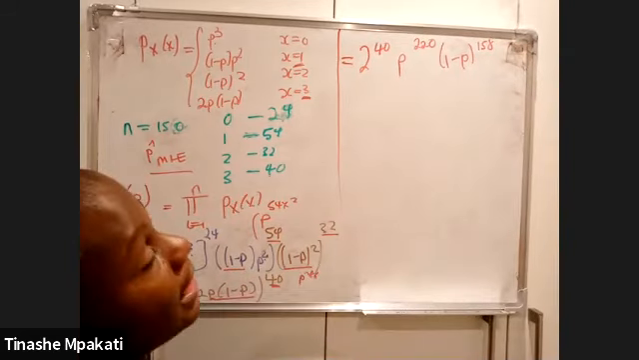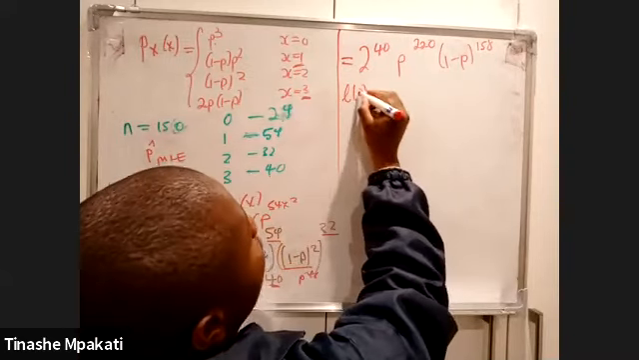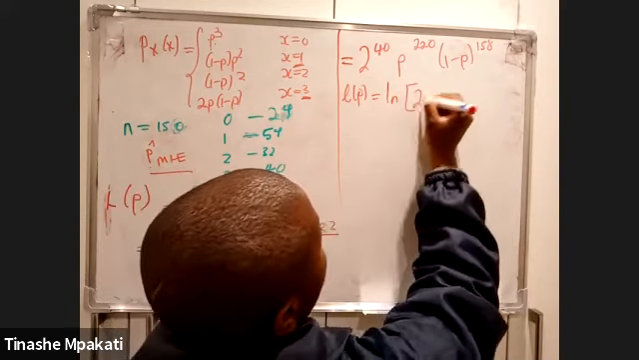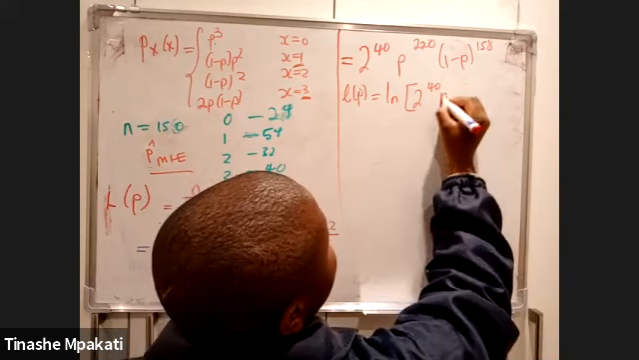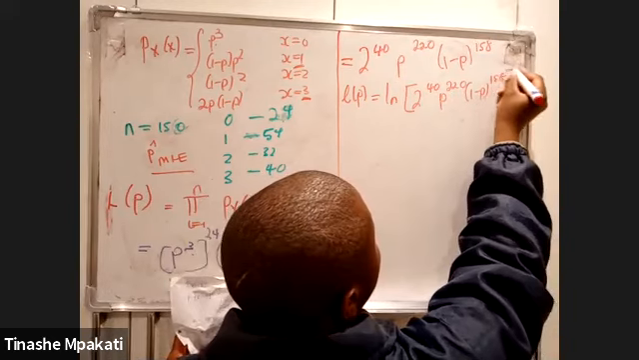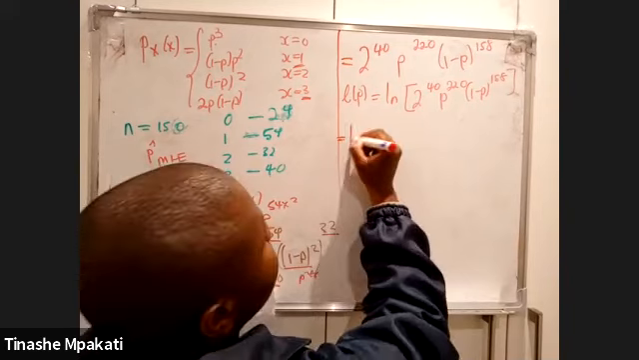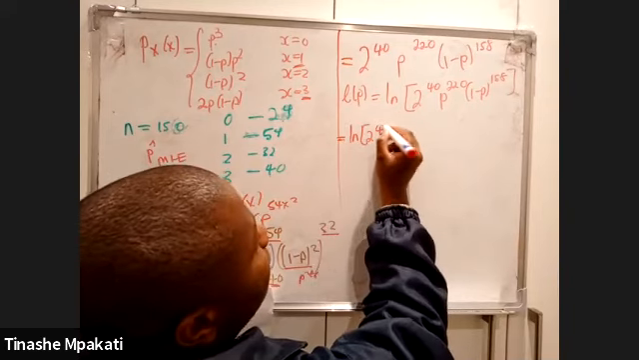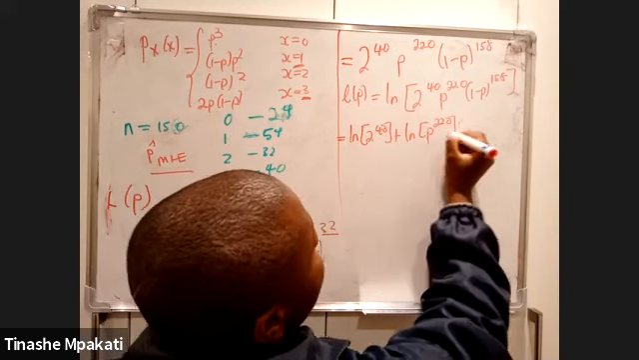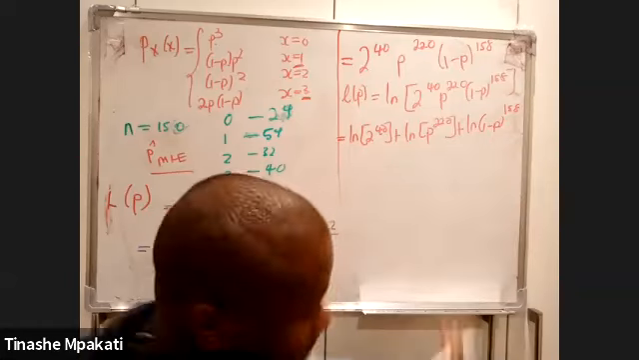So this is your likelihood function. We go on further to find our log likelihood function, which we know is simply equal to ln of what? Your likelihood function, which in this case is 2 to the power 40, p to the power 220, 1 minus p, all to the power 158, right? Which we know mathematically is equal to ln of 2^40 plus ln of p^220 plus ln of (1 minus p) to the power 158, right?